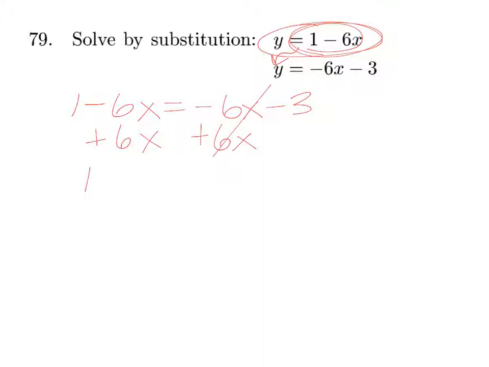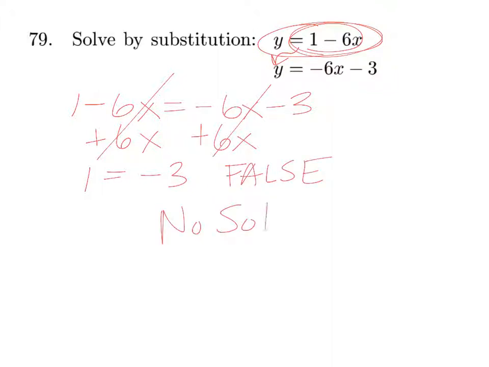I get 1. Oh, this cancels out. So I get 1 equals negative 3. Oh, that made life easy. Now you just need to know how to interpret this result. So I end up with an equation that is not true. This is false. If that's the case, then there is no solution to the system. Done.